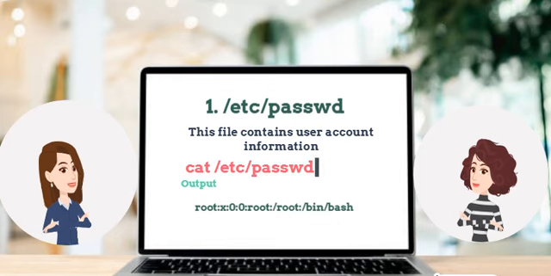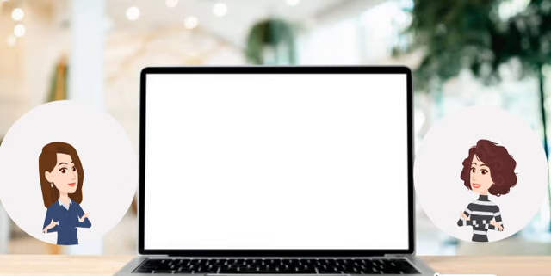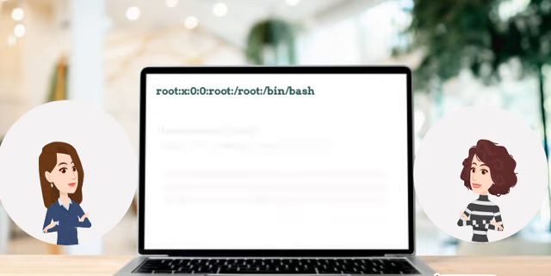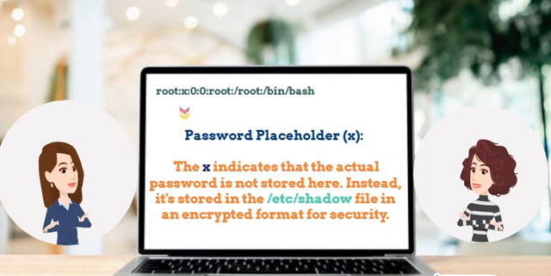Now let's break down the output. Here I will try to simplify by explaining each field in detail. First field is the username, root. This is the superuser account, and it has unrestricted access to the entire system and is responsible for managing all other user and system level tasks. Now the second field is x, which indicates a password placeholder. This x indicates that the actual password is not stored here. Instead, it's stored in the /etc/shadow file in an encrypted format for security.